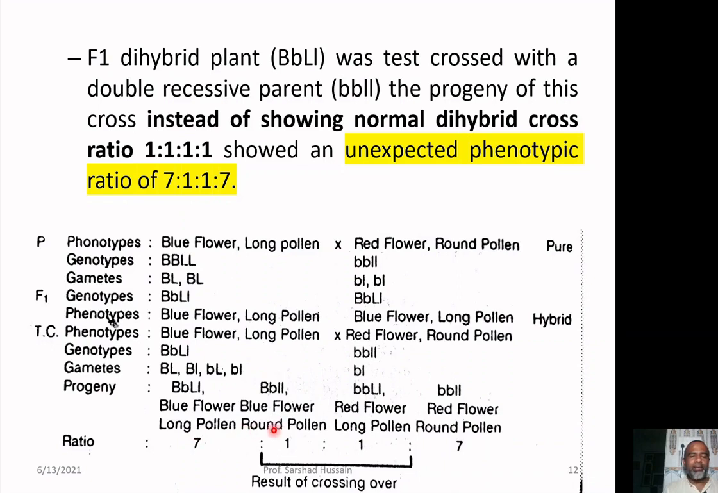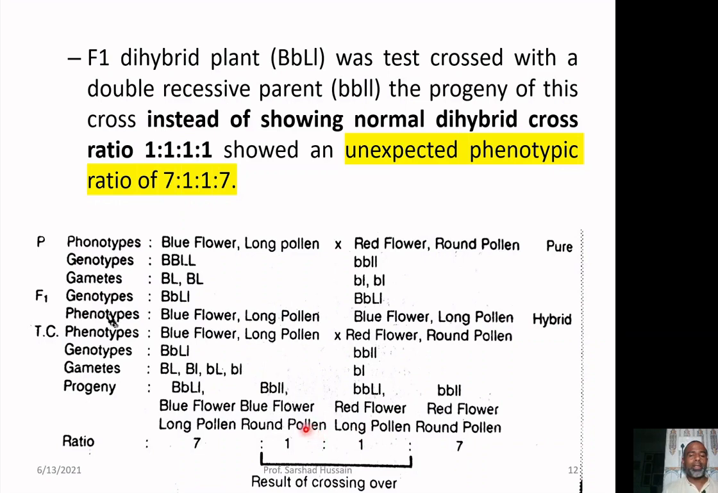This is not exactly a 50:50 ratio. It is not 50 percent parental with respect to 50 percent recombinant. It is having less recombination and more parental combination. That means these genes were linked genes, they were showing the linkage, but due to crossing over, some of the chromosomes have crossed over. So, there is a proportionately very less number of recombinant individuals present in the F2 generation.